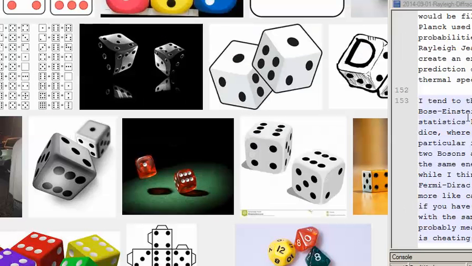I tend to think of Bose-Einstein statistics kind of like dice, where there is no particular reason why two bosons cannot share the same energy state. While I think of Fermi-Dirac statistics more like cards, where if you have two cards with the same value, it probably means someone is cheating.